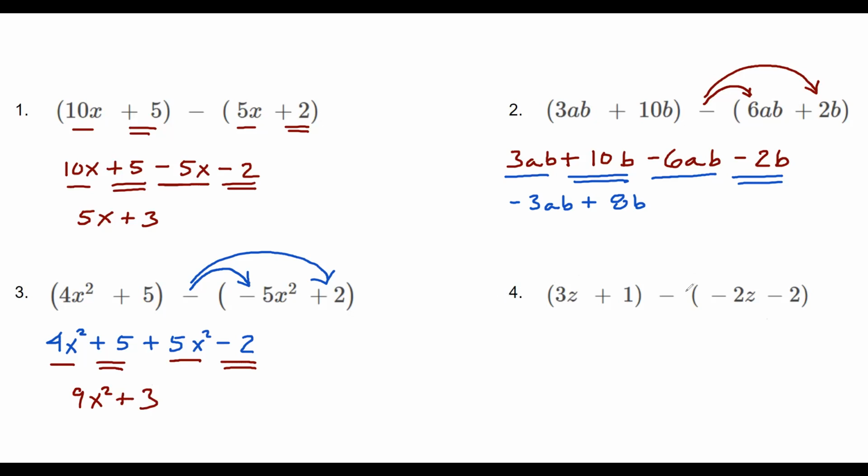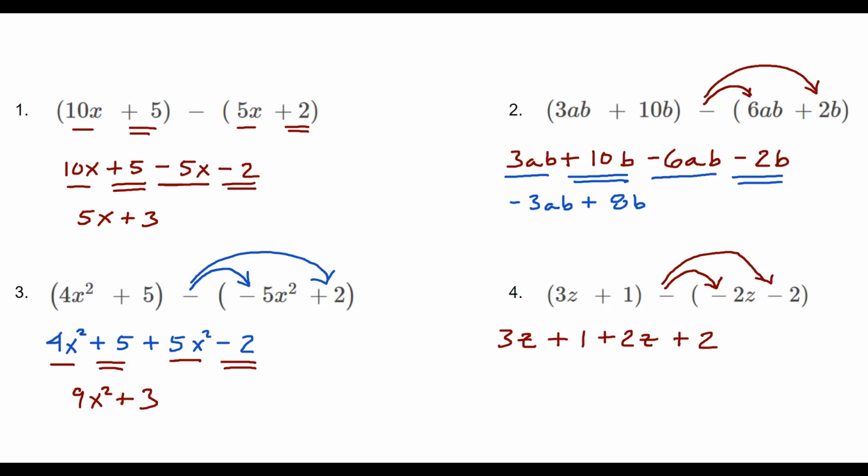And finally, question 4. Now, what makes question 4 a little bit tricky is that you can see there's a lot of negatives going on here. We're subtracting, and we have negatives inside both terms on this polynomial. But if we follow the process, everything will be fine. 3z plus 1. This negative tells us to change the sign of that. Negative 2z becomes plus 2z. And the negative tells us to change the sign of that. Negative 2 becomes positive 2.